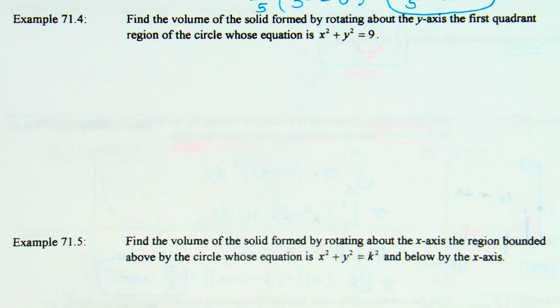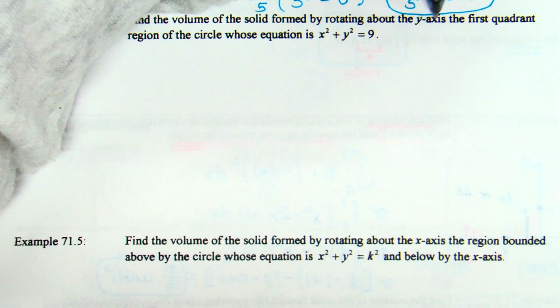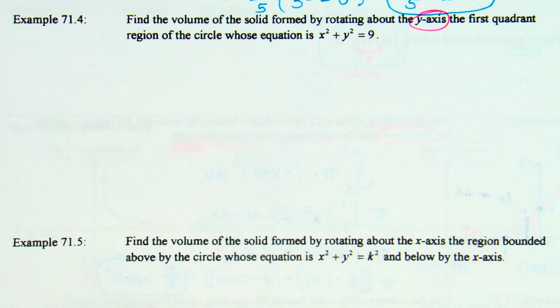Find the volume of the solid formed by rotating about the y-axis the first quadrant region of the circle whose equation is x squared plus y squared equals 9. X squared plus y squared equals 9 is a circle centered at 0, 0 with a radius of what? 3. Right? This is a circle centered at 0, 0, radius of 3.